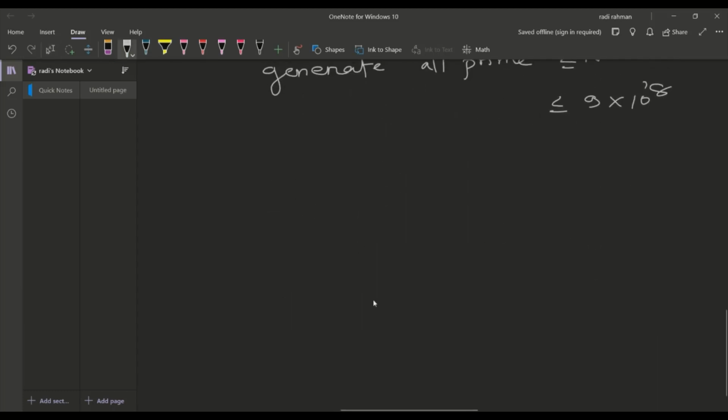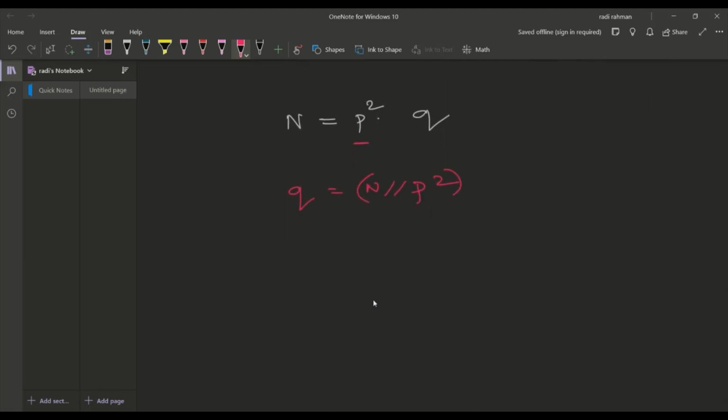that in spite of looking for q, we can look for p, right? So n can be represented as p square multiplied by q. So we will look for p, right? And whenever we have found out a p, then our q will be n divided by p square, right? So we have to check all the prime numbers less than or equal to square root of n, and if we have found such a prime number, the square of which will divide n, then our q will be n divided by p square, right?